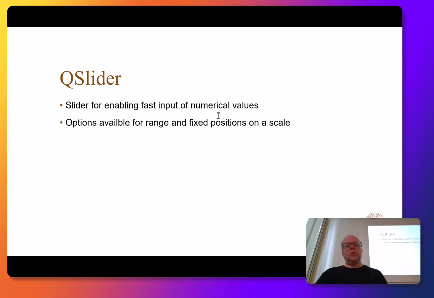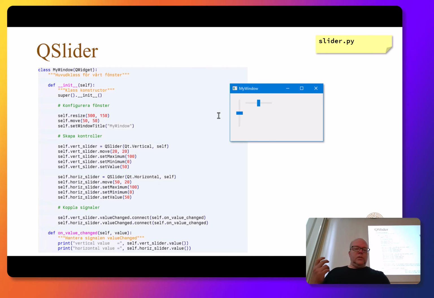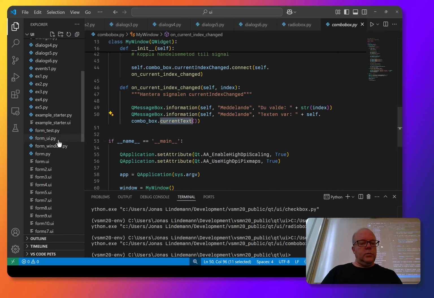Slider is a value control where you can very easily move a slider to select different values. You can select the range, and you can also make it fixed positions on a scale. The only thing is that it's integers. So if you want to have floating point, you need to figure out a way of converting integer fixed values to some kind of floating point value. Slider.